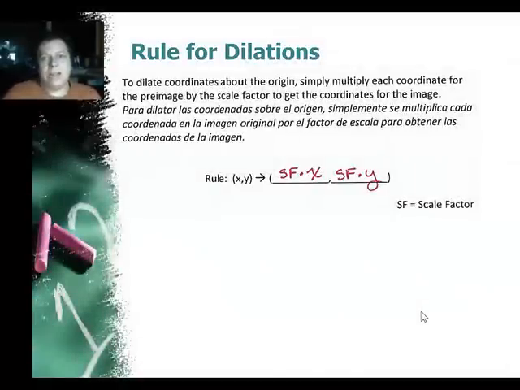So the rule for dilations is really simple. This looks a little bit like our rules that we were doing for translations and reflections. You just take the scale factor and you multiply the x-coordinate of the pre-image by that to get the x-coordinate for the image, and you multiply the y-coordinate of the pre-image by the scale factor to get the y-coordinate for the image.